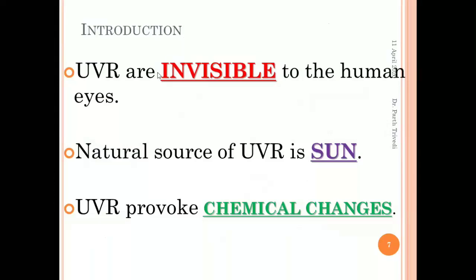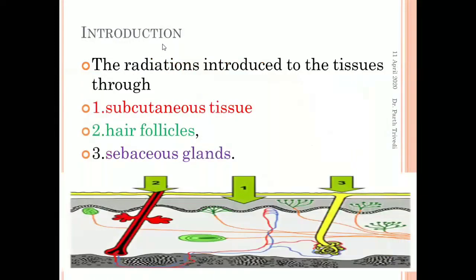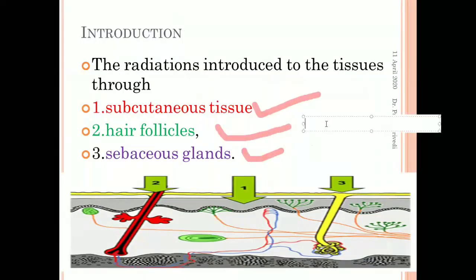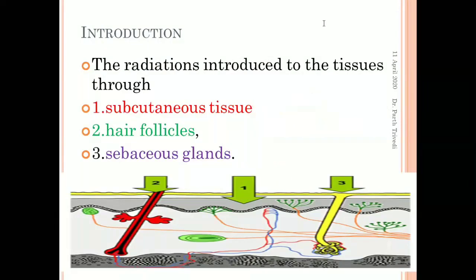Generally, as I said, we can only see visible light, so ultraviolet radiations are invisible to our eyes. The natural source is the sun, and it generally produces chemical changes. Where are these radiations going to affect in our human body? The subcutaneous tissue, hair follicles, and sebaceous glands. So they will generally have an effect on the skin. Clear? So this is where ultraviolet radiations will have their effects.